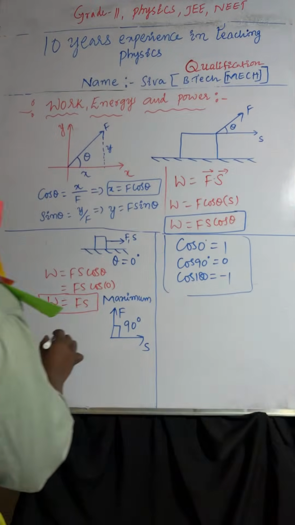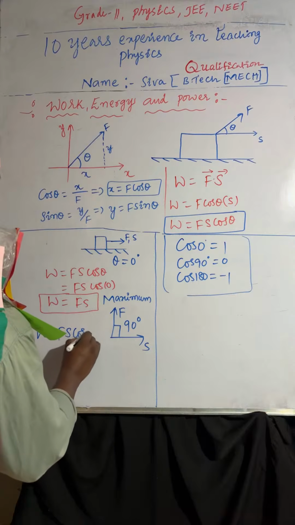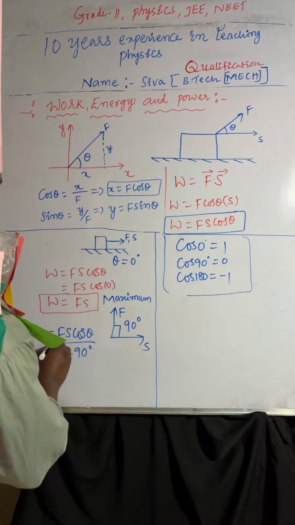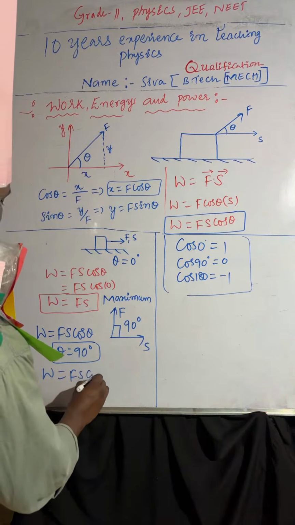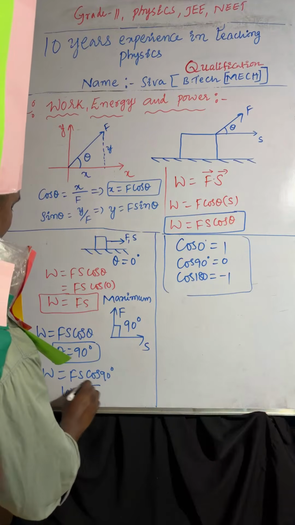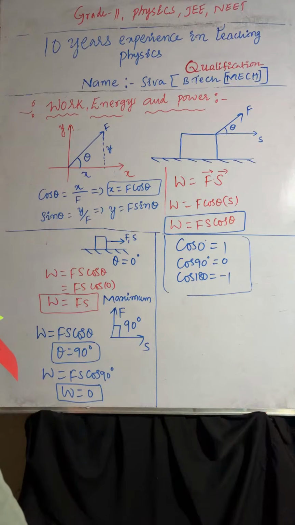Now W equals Fs cos theta, with theta equal to 90 degrees. Then W equals Fs cos 90, then W equals 0. Work done is 0, since cos 90 is 0. Work done is 0. Understood or not?